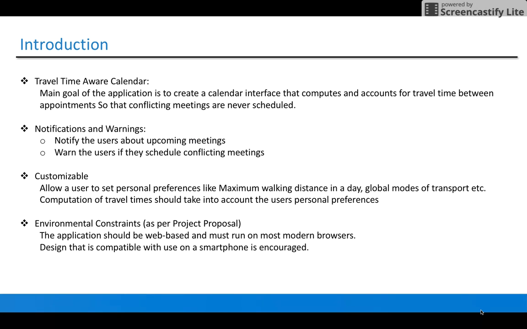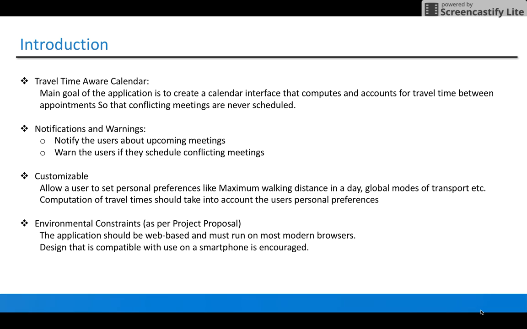Travelender is a travel time aware calendar, which means that the main goal of the application is to create a calendar interface that computes and accounts for the travel time between appointments so that conflicting meetings are never scheduled. Basically, it aims to protect the user from scheduling conflicting meetings so that they are never late for an appointment. A user should receive notifications from the application as well as warnings when they are about to schedule conflicting meetings.